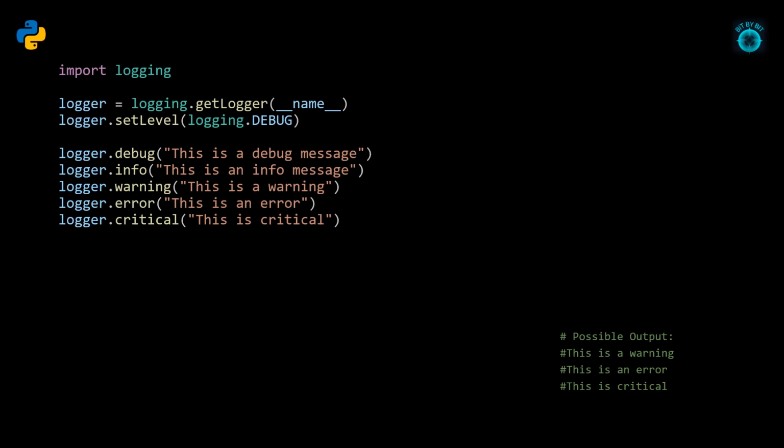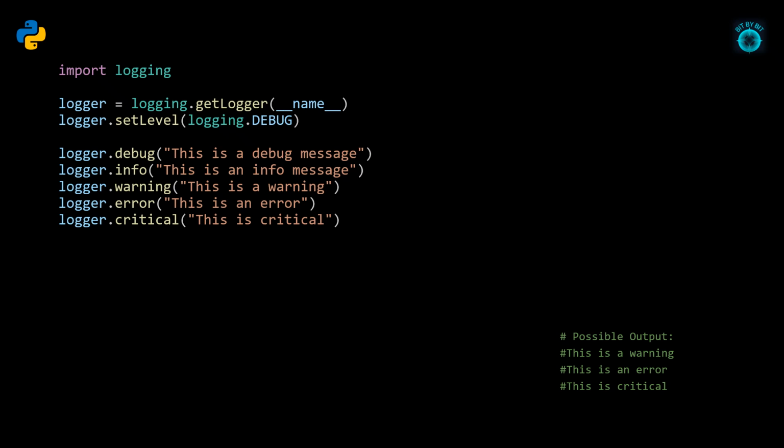In this example, we set the logger level to debug. Then we log 5 messages, 1 at each level. Depending on the configuration, some messages may not appear. By default, Python shows warning and higher, so debug and info will not be displayed unless we change the handler configuration.